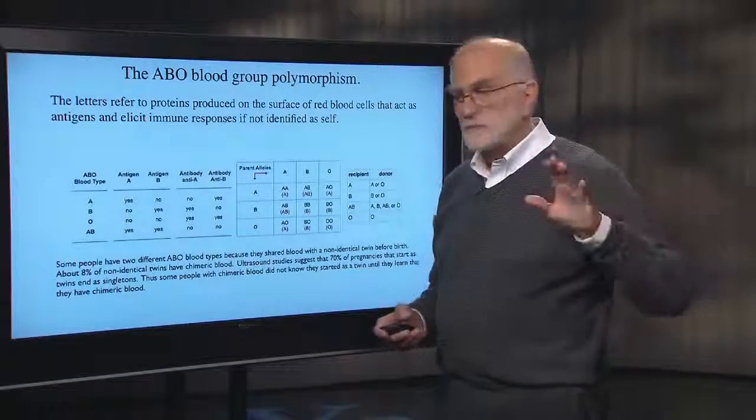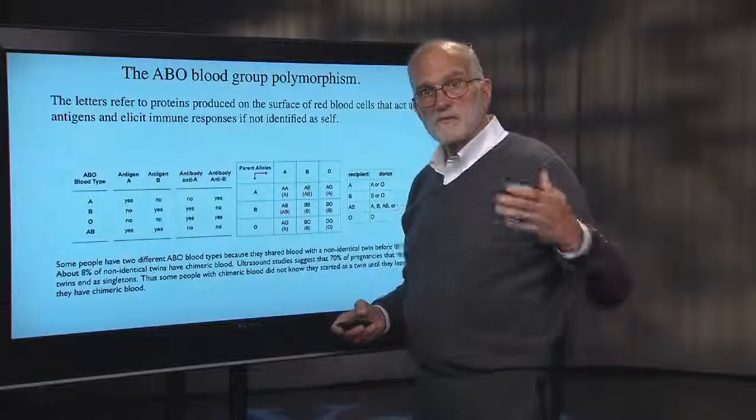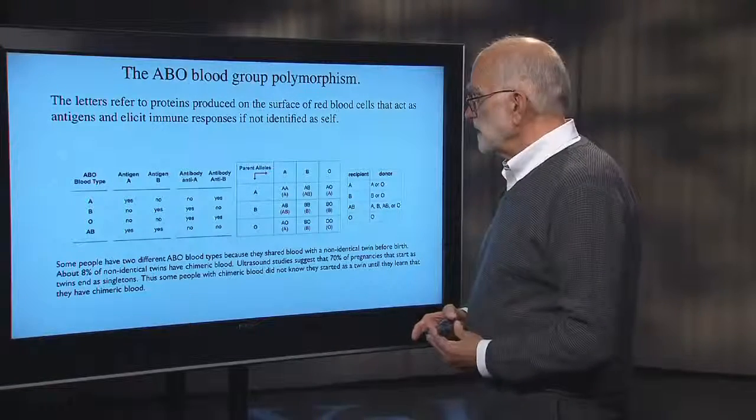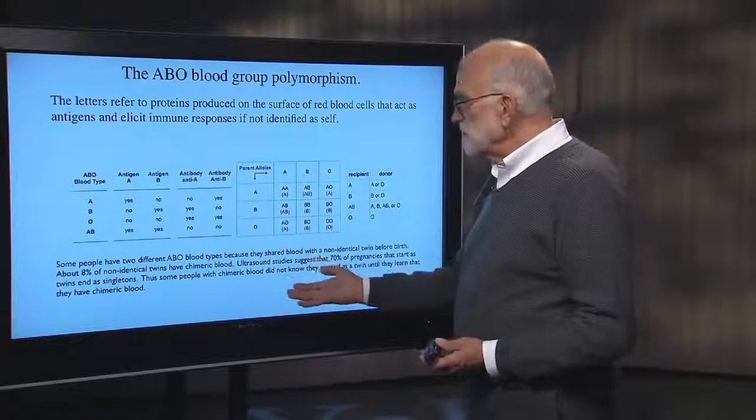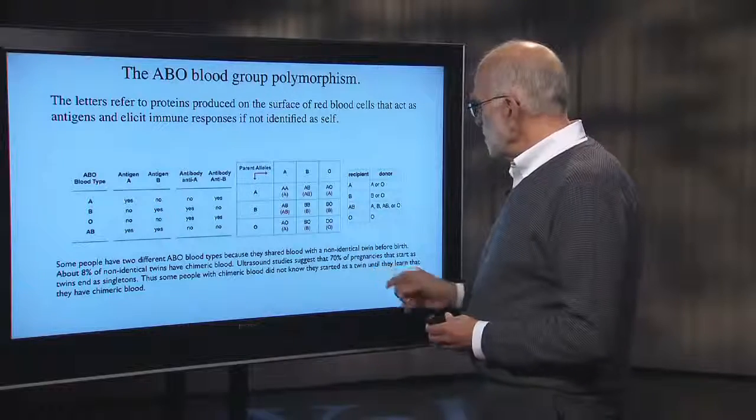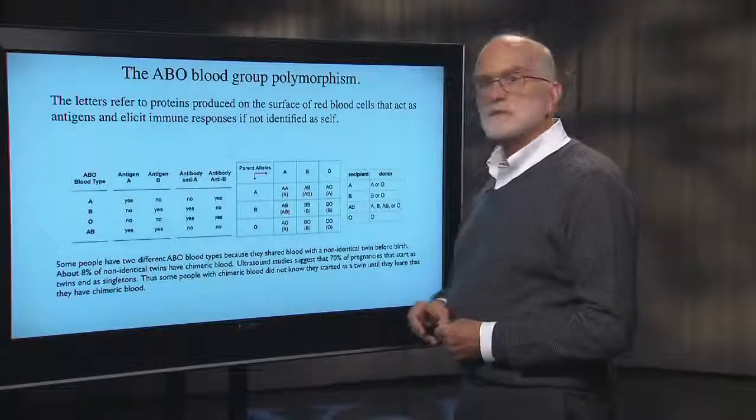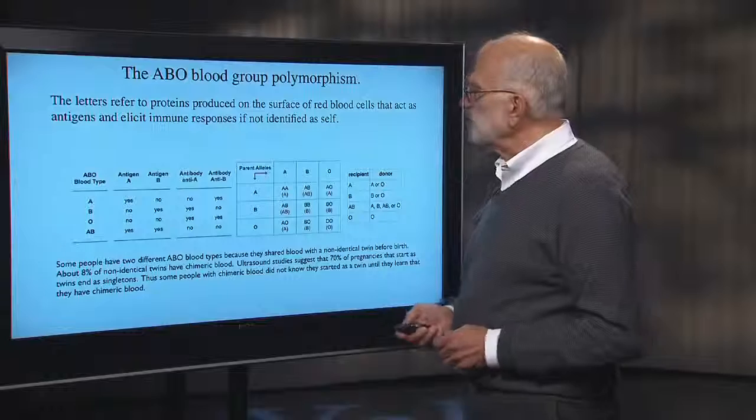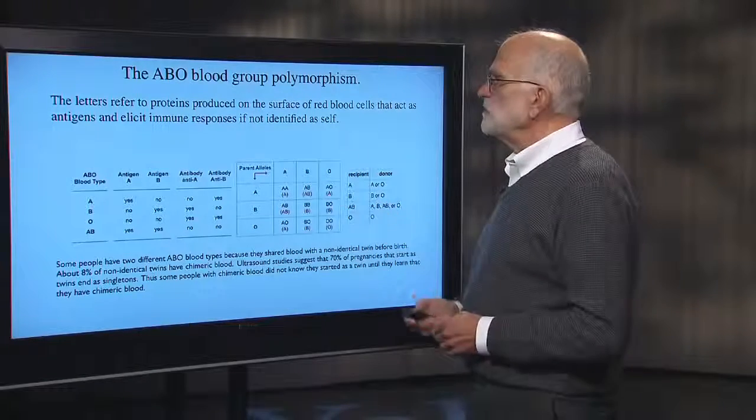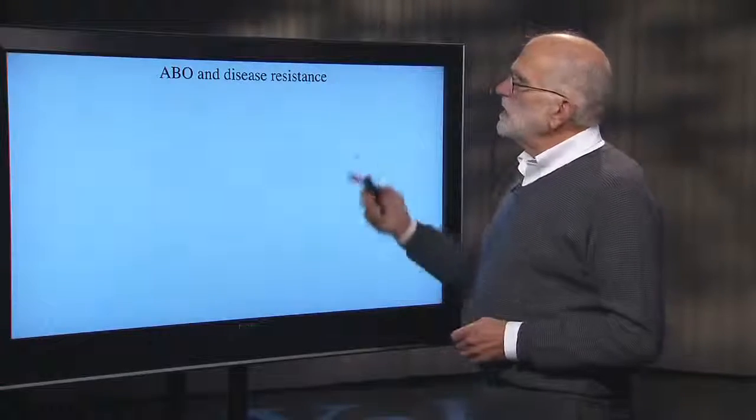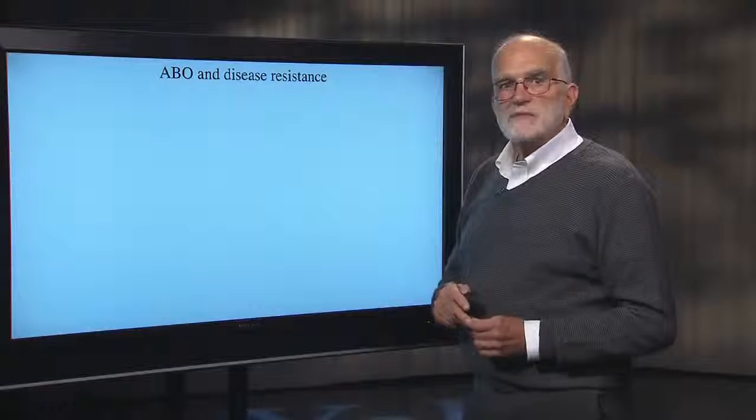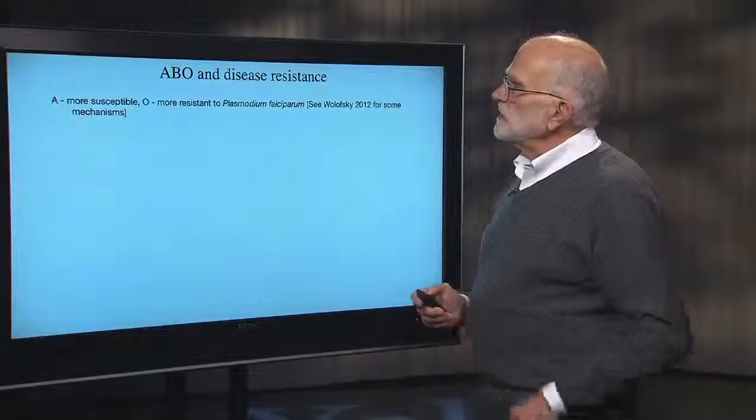It started to develop, but then it died and it was absorbed before the mother or the doctor knew about it. That means some people with chimeric blood didn't know they started as a twin until they discover that they have chimeric blood. And that can be seen from the ABO polymorphism. ABO actually mediates disease resistance.